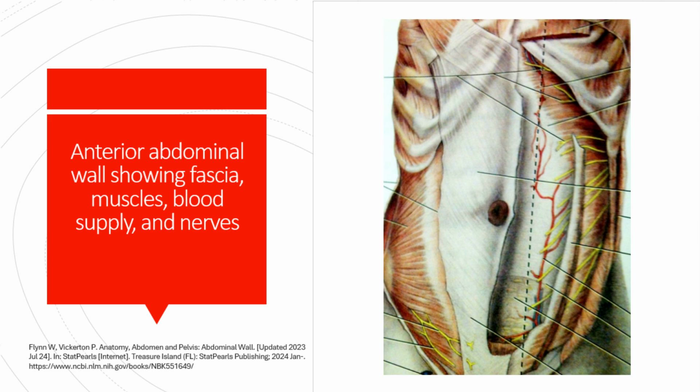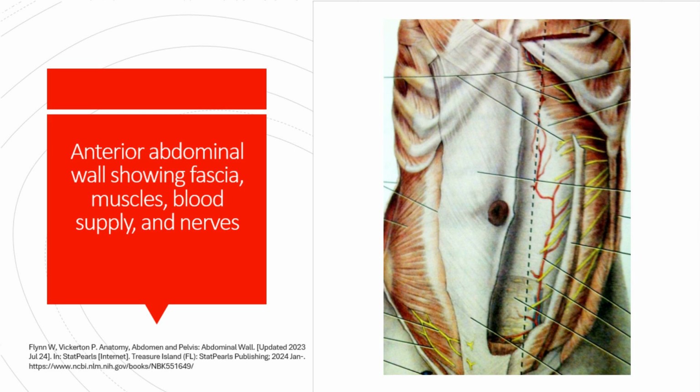The blood supply to the anterior abdominal wall includes the superior epigastric artery, a branch of the internal thoracic artery, and the inferior epigastric artery, a branch of the external iliac artery.